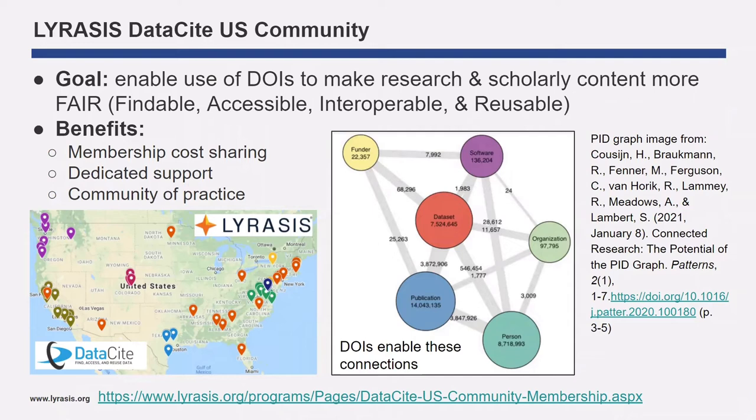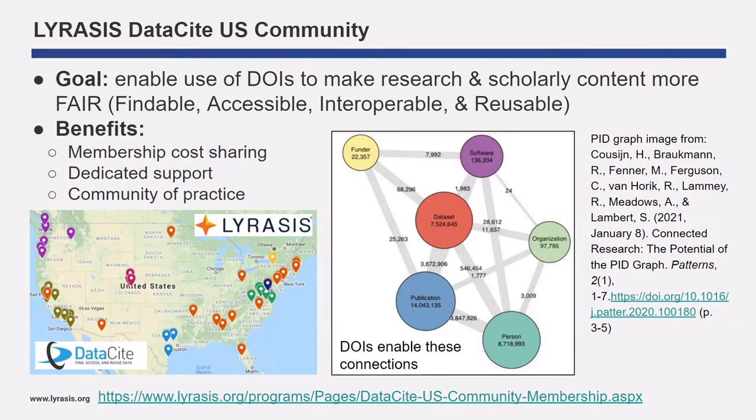DOIs and other persistent identifiers such as ORCID and ROR, which stands for Research Organization Registry, allow us to make connections between entities in the research and scholarly communication landscape so that we can better assess impact. Not to mention that publicly available DOI metadata makes resources more discoverable for reuse.